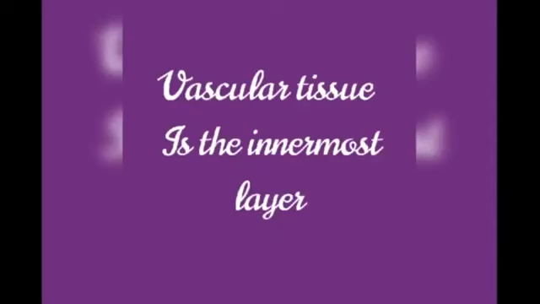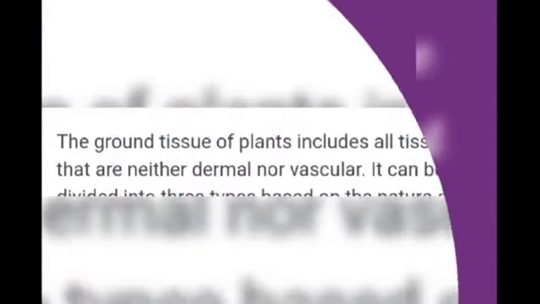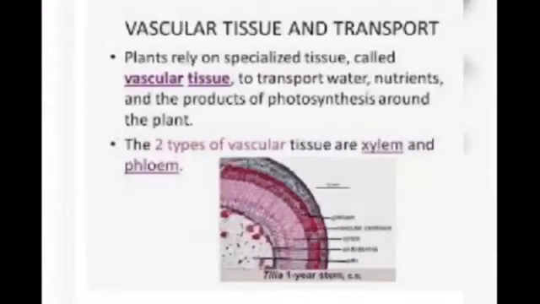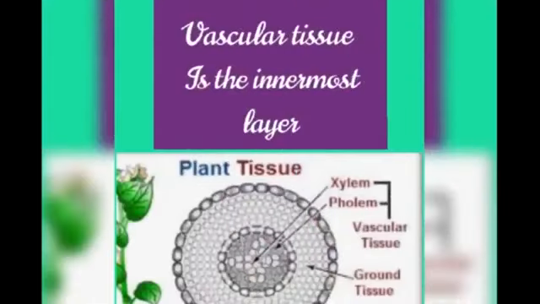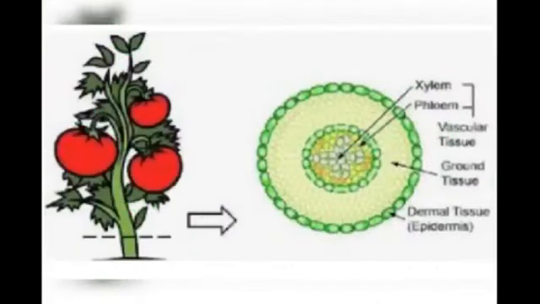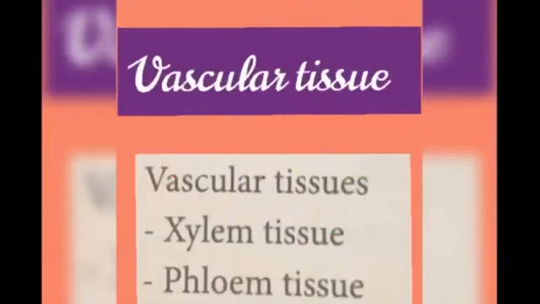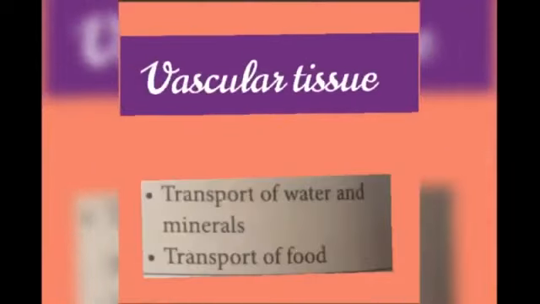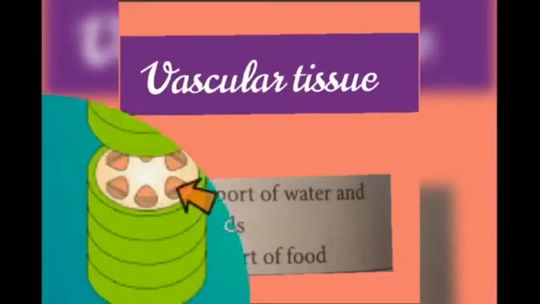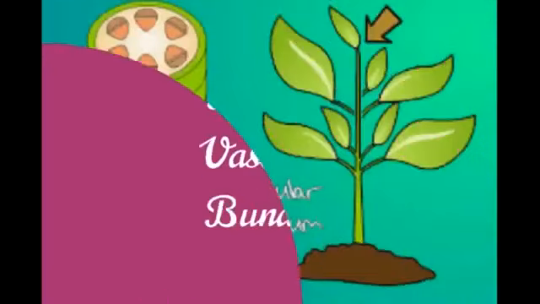The next tissue would be vascular tissue, which is the innermost layer of the organ. The ground tissue of the plant includes the xylem and the phloem and helps in the transport of food materials. It is the innermost layer of the organ. They consist of the important xylem and phloem tissue for conducting food and water. The main function would be transport of food and minerals from the plant and of the plant.